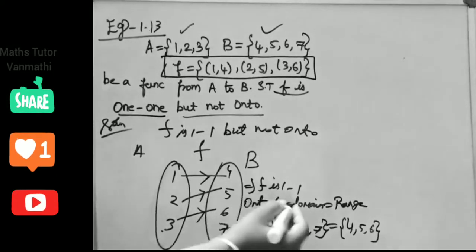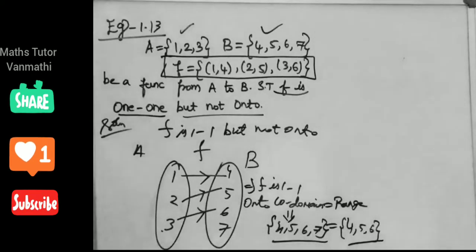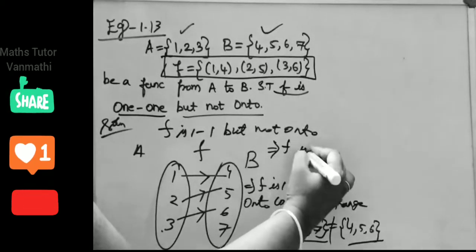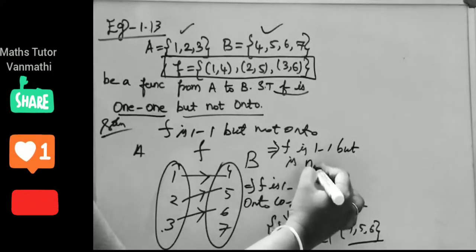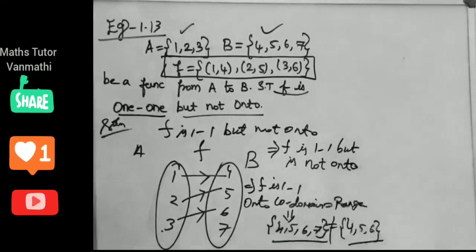Here you see, codomain should be equal to range, but here 4, 5, 6, 7 are in the codomain and in the range 7 is not there. So this is not equal. From this we can say that f is 1 to 1 but it is not onto. Clear?